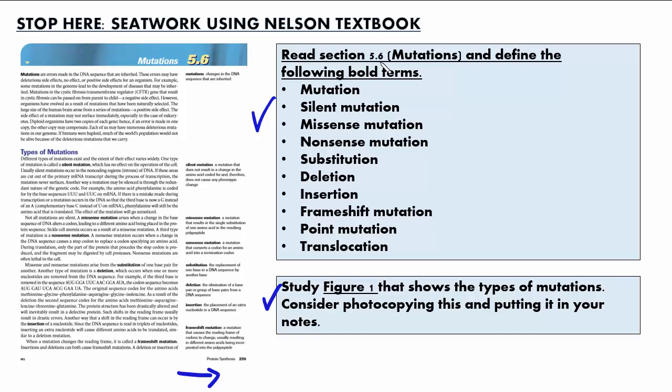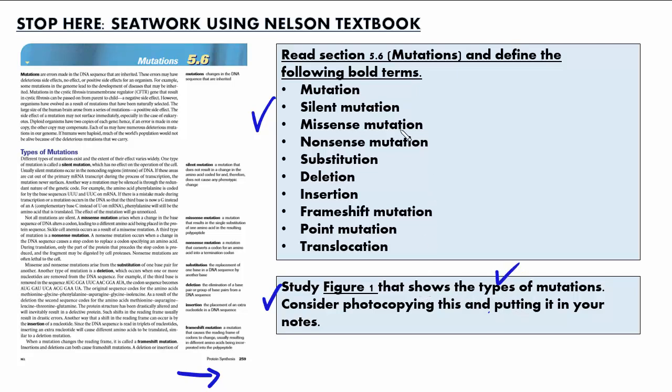It's section 5.6. It deals with mutations. And what I'd like you to do is to define these terms. Now, we're going to talk about these terms in class, and I'll give you some examples. So you go ahead, define the terms. It's always a good idea to skim through this, read through this. Most of the terms are right here. Define these terms. And then on the next page, you've got figure 1, and it shows a graphic of how these mutations work.